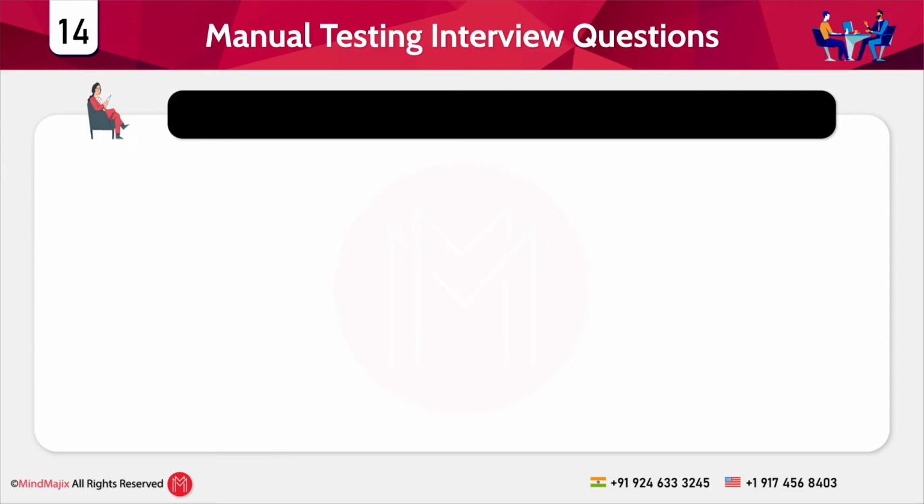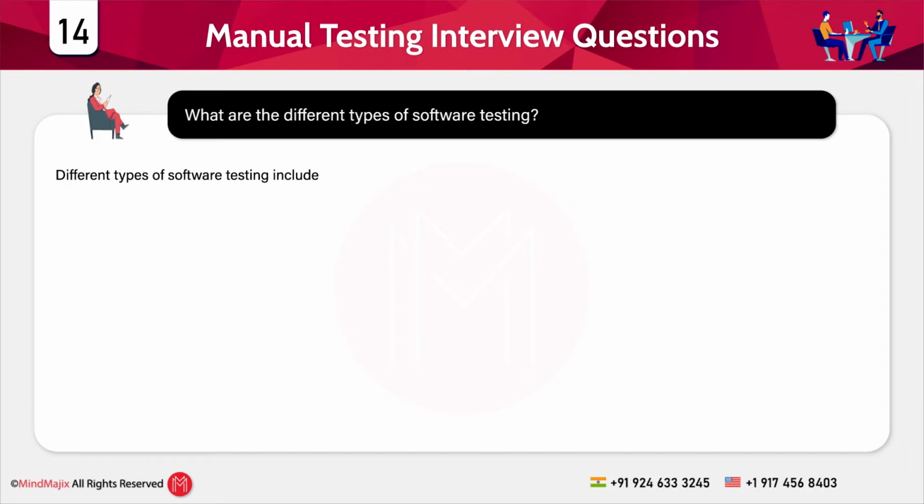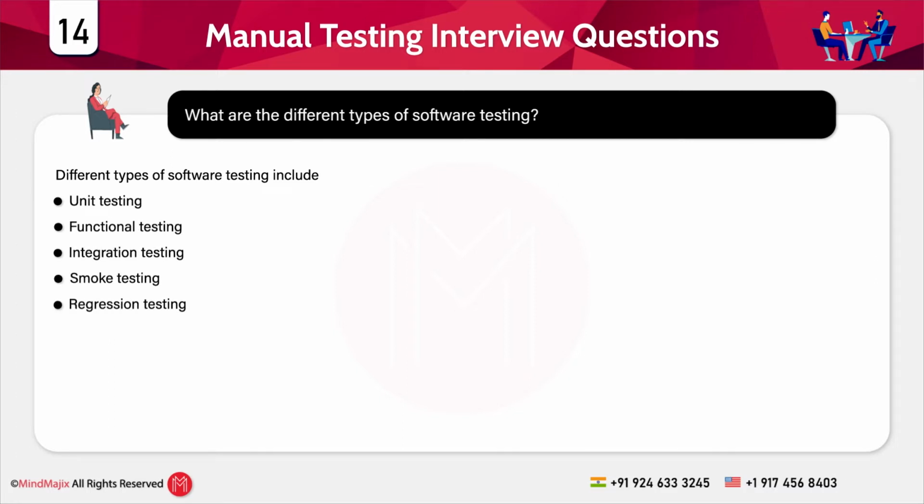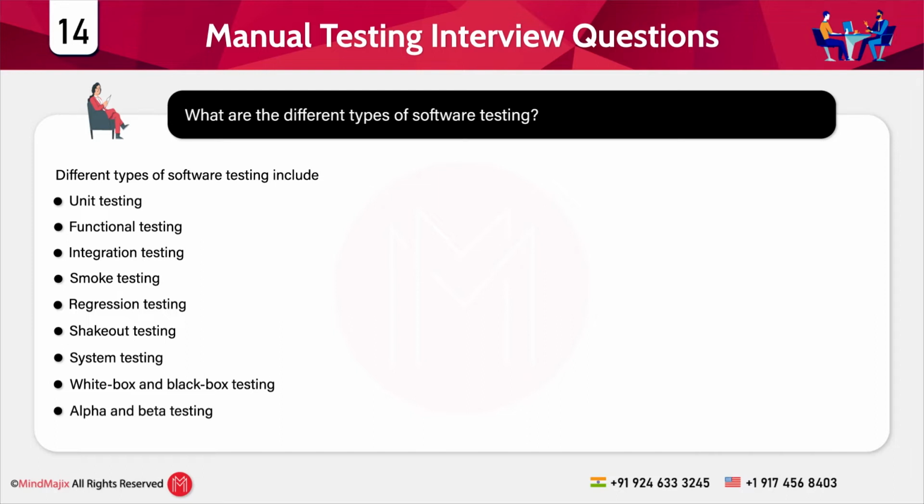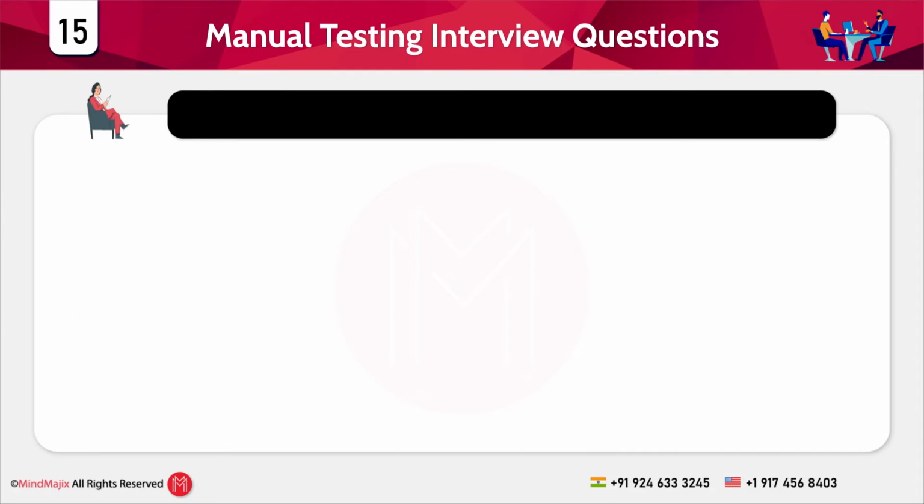The next question is, what are the different types of software testing? As you can see on the screen, these are the different types of software testing, such as unit testing, functional testing, integration testing, smoke testing, regression testing, shakeout testing, system testing, white box testing, and black box testing. Apart from this, there is also alpha and beta testing and performance testing. So now let's move ahead.